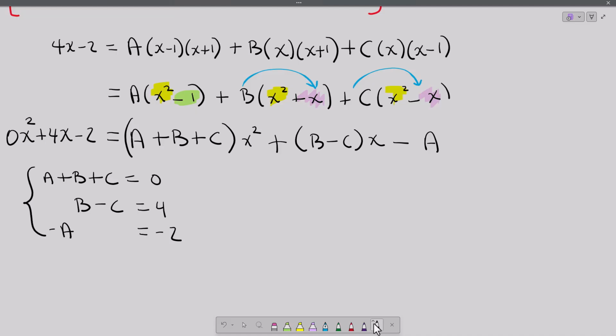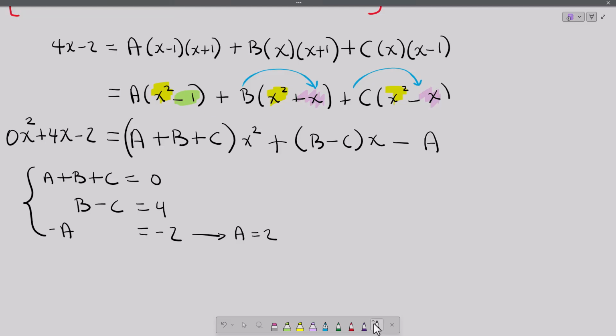What was that? Gives us a. Yeah, it gives us a. So a is 2? Mhm. Excellent. So a is 2. Totally agree. Now what? b plus c equals negative 2. And b minus c equals 4.